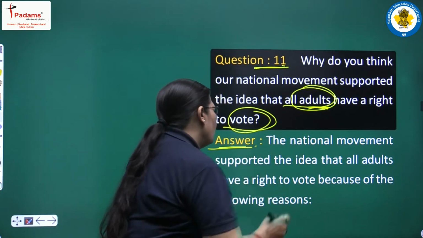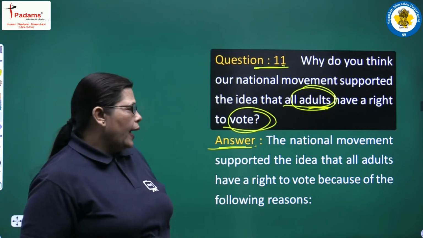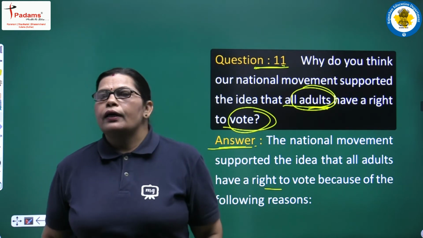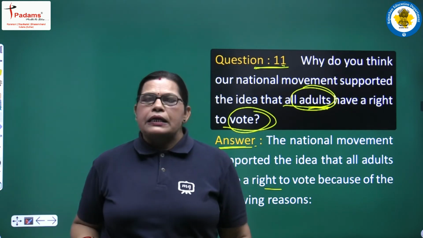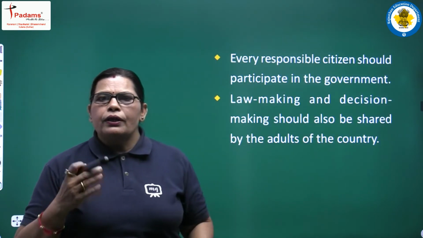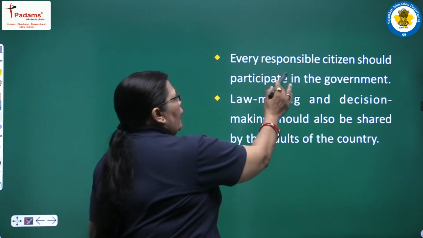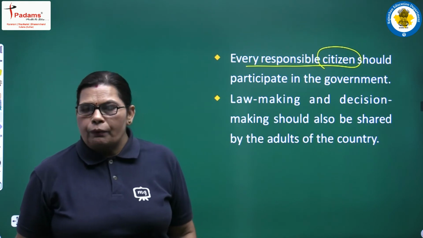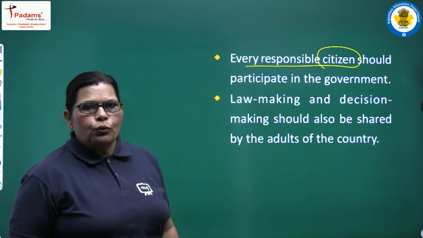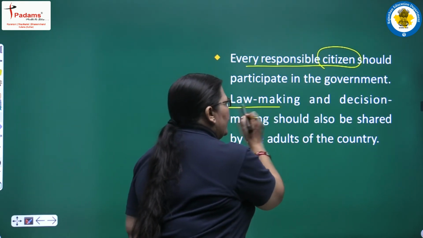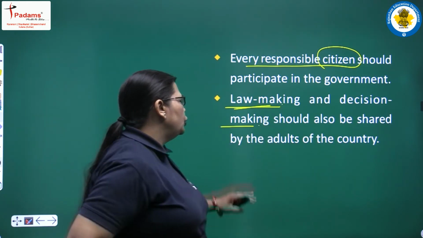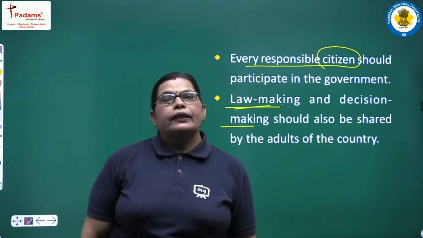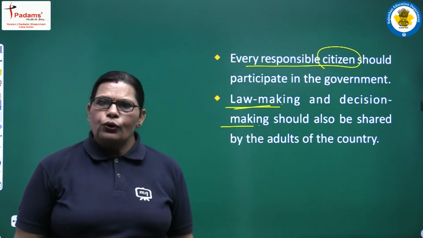The national movement supported the idea that all adults have a right to vote for many reasons. When we are considering reasons, one by one we will take them here. Every responsible citizen should participate in the government, because they had this motto. Law making and decision making should also be shared by the adults of the country. That's why they had equal right of voting.